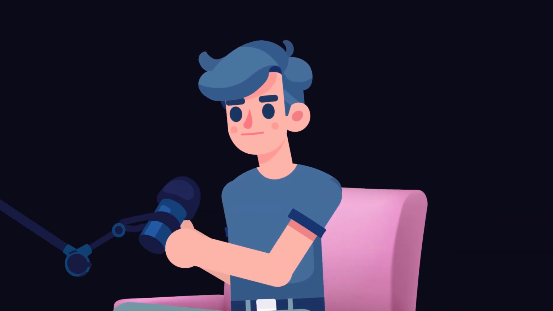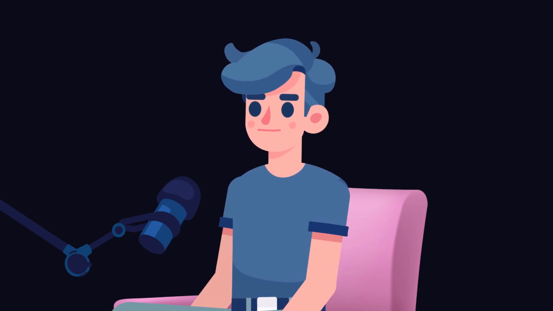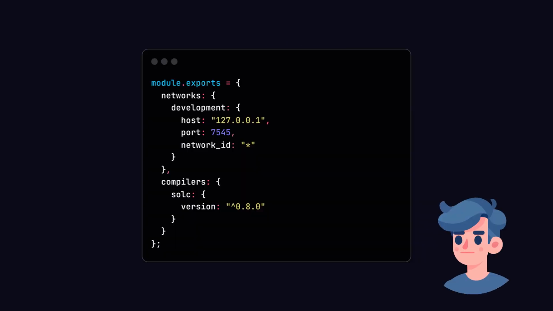Before we deploy, let's start Ganache, which will provide us with a local blockchain and accounts. Run Ganache and note down the mnemonic and accounts it generates. Now, let's configure our Truffle project to use Ganache. Open truffle-config.js and modify the network section to include the Ganache settings.